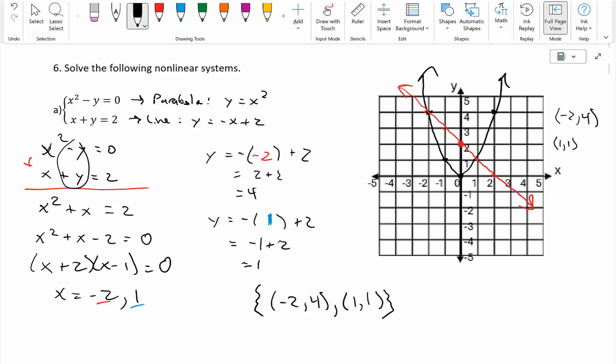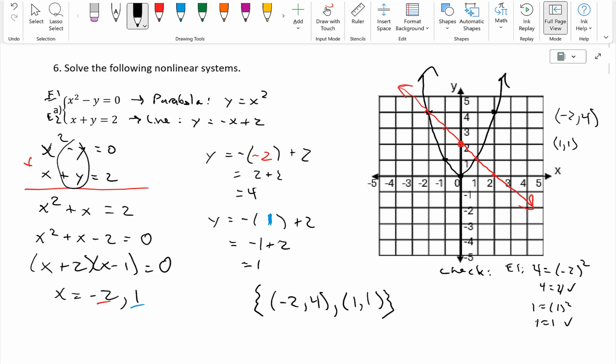All right, we would want to check them in the other equation. So we can do our check down here in the corner. We can call the first one E1 again, and the second one E2. So if I check now, we used equation 2 to solve, so let's use equation 1 to check. I need my y of 4 to equal x squared, so negative 2 squared. 4 equals 4. We're happy there. And for my other point, I need 1 to equal 1 squared, which is good because 1 squared is still 1.